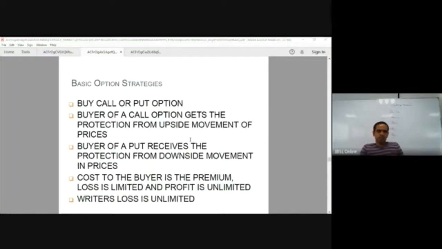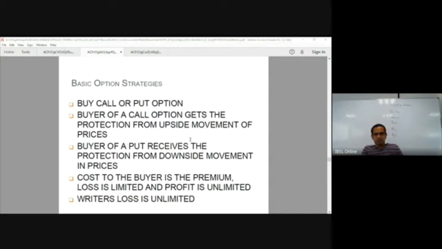So basic option strategies involve buying a call or put option. The buy of a call option gets protection from upside movement of prices, and the buy of the put option receives protection from the downside movement in prices. The cost to the buyer is the premium. Now you're buying two options in this case, a call option as well as a put option. Whenever you buy an option, you have to pay the premium, and if the option doesn't get exercised, then you lose the premium. The cost to the buyer is the premium, loss is limited, and profit is unlimited.